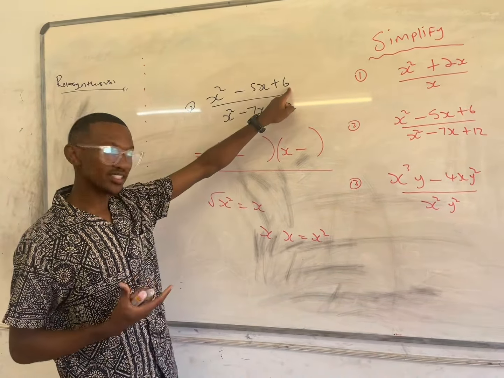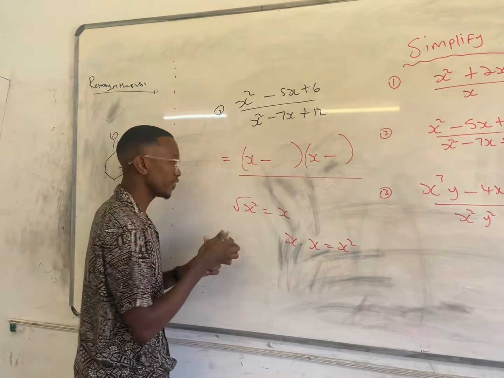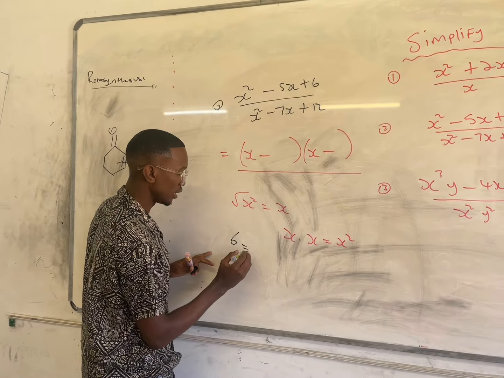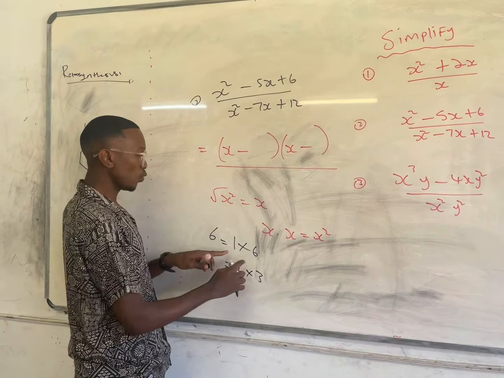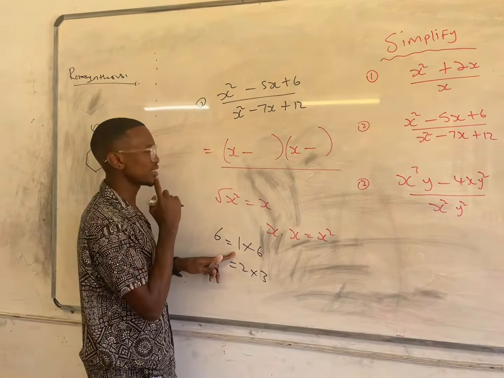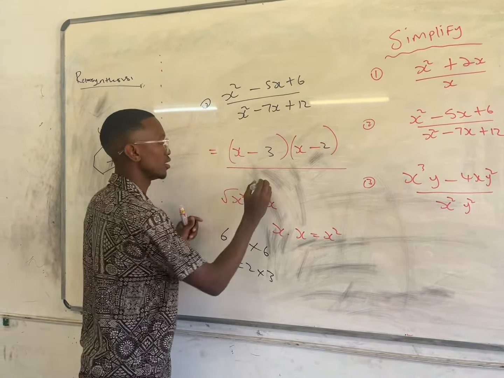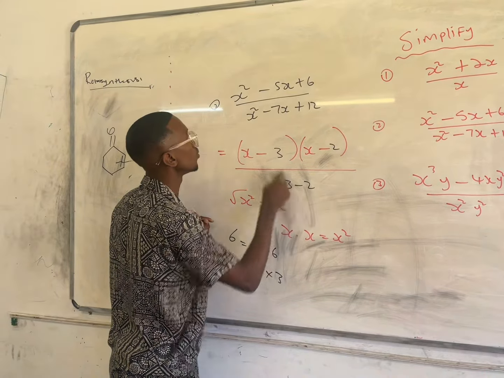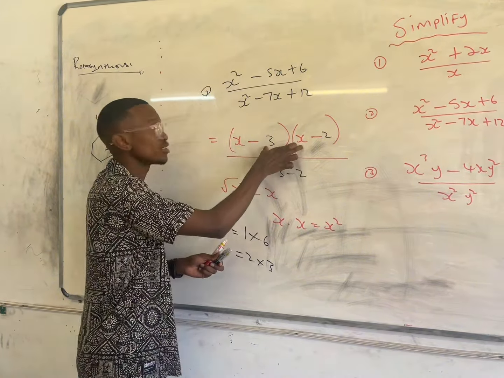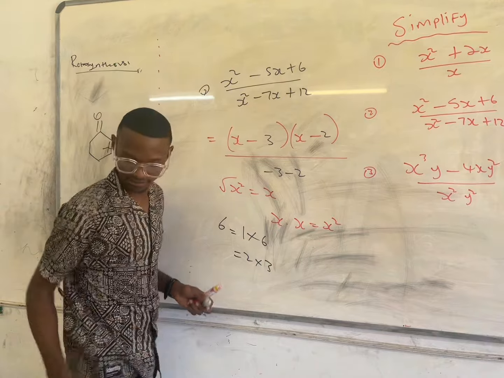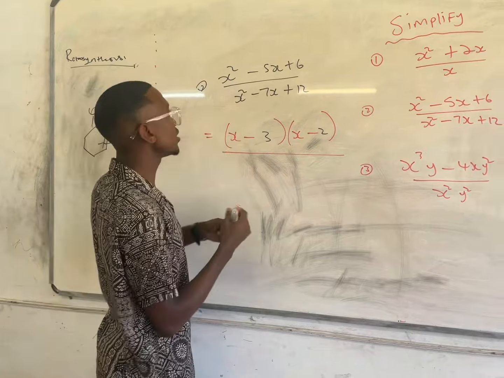We need the factors of the last term such that when we multiply them, they give us 6, and when we add them, they give us the middle term. The factors of 6 are 1 times 6 and 2 times 3. 1 plus 6 gives me 7, so I cannot use that. 2 plus 3 gives me 5, so I'm going to use 3 and 2. Check: minus 3 minus 2 gives me that minus 5. If you multiply out binomial by binomial, it will take you back to the original. Trust me. So you're done working this one out.